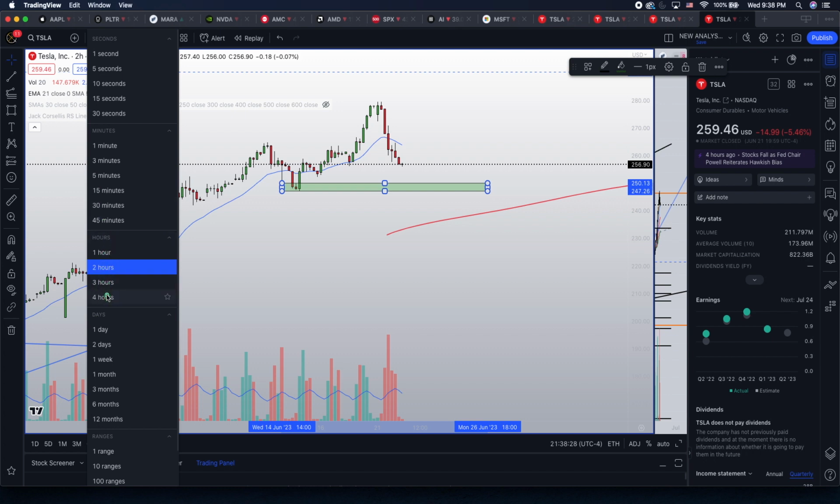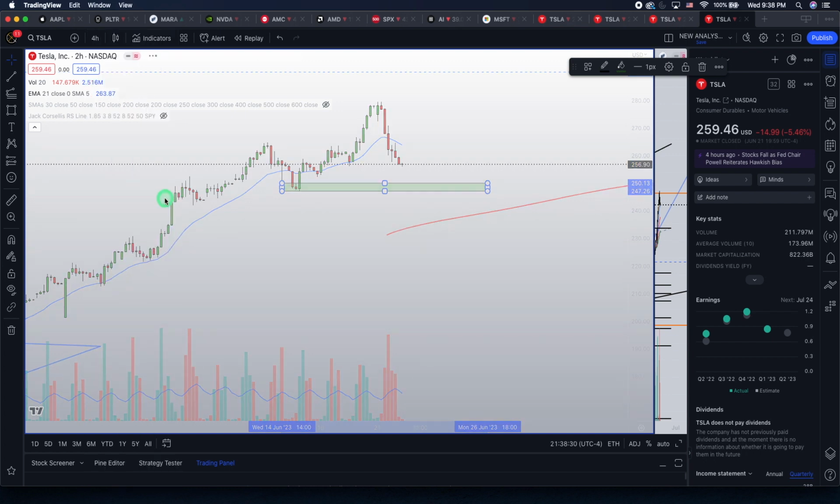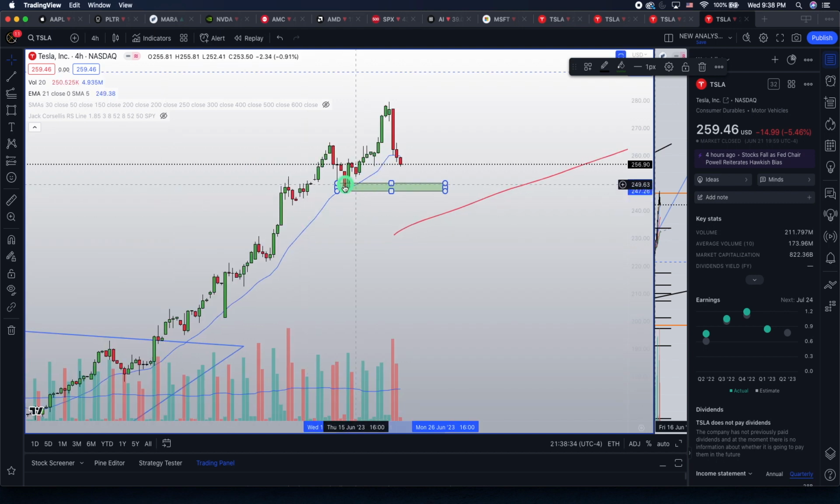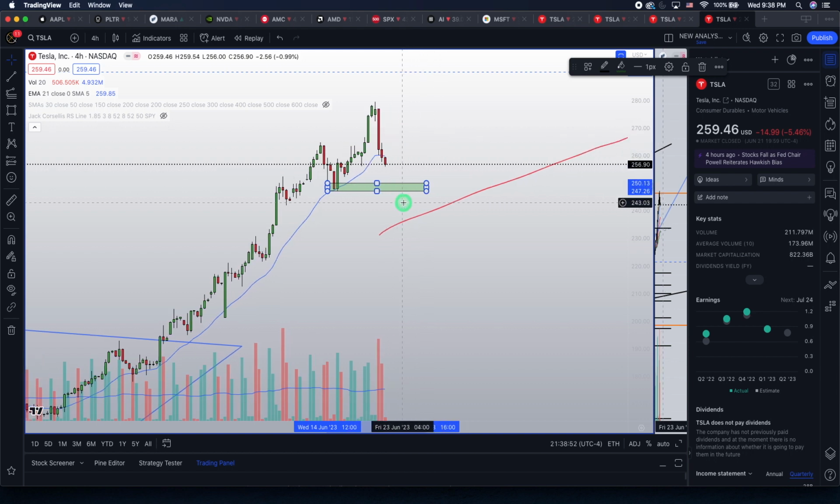Let's go to the 4-hour chart. Okay, so this is where we have a demand zone. We can come back into this 245 to 250 area and look for the candle to come in, wick out. As soon as we come in, buyers step right into this area and push us higher.